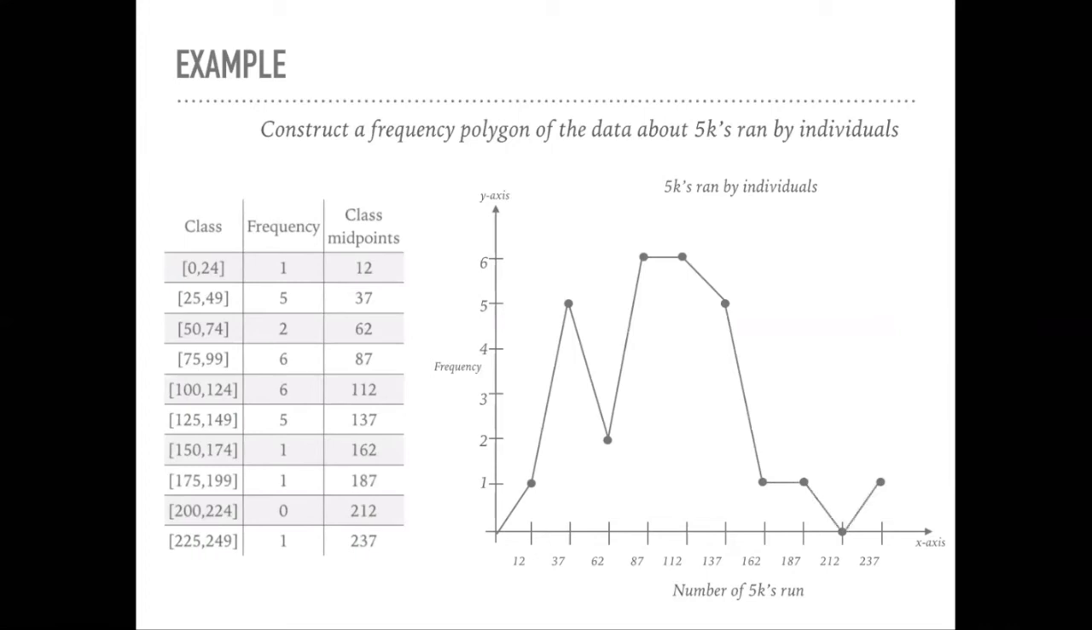And then finally on the end, we are connecting it to the x-axis after the data values. So we've created a funky looking polygon here. And again, it has the same sort of shape and characteristics that we can notice as what we talked about with our histograms.